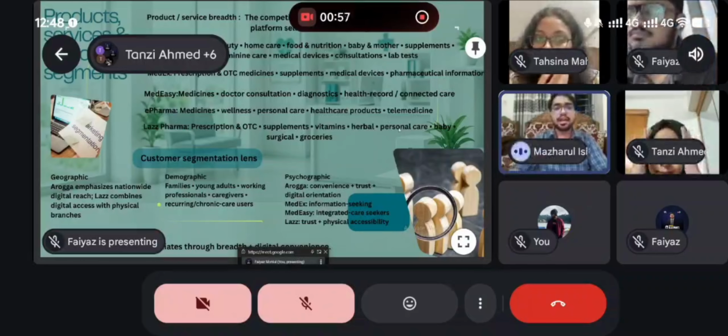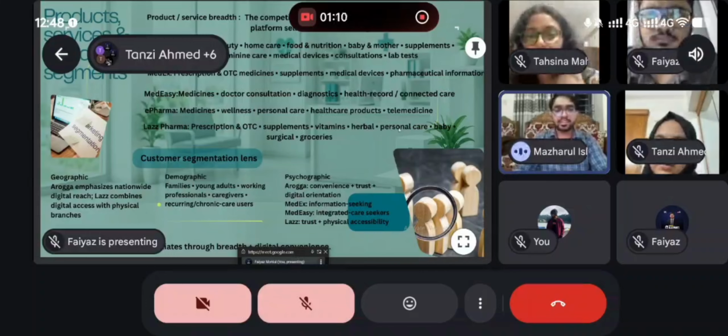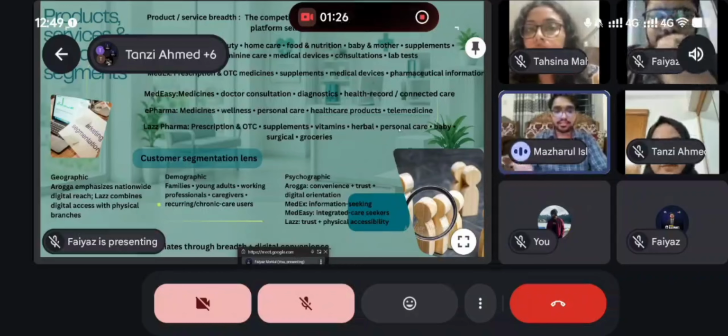For customer segments, Arogga targets families, young adults, working professionals, caregivers, and regular or chronic care users. From a geographic perspective, Arogga emphasizes nationwide digital reach. Psychographically, Arogga focuses mainly on consumers who value convenience, trust, and digital services. So the key insight from this slide is that Arogga differentiates itself through a broad range of healthcare products and services combined with digital convenience. Moving on to the next slide.